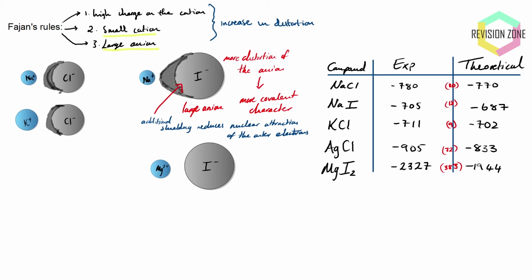So there's less distortion and less covalent character. And that's purely because we've got a larger cation. But what happens if I increase the charge on the cation? So this is actually the first rule we're going to be looking at here. So this one here, a high charge cation.